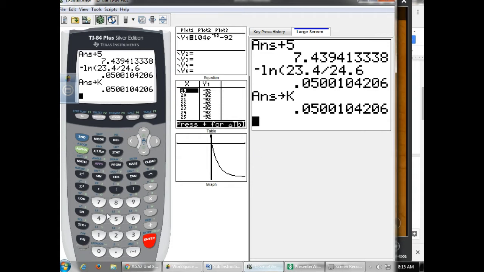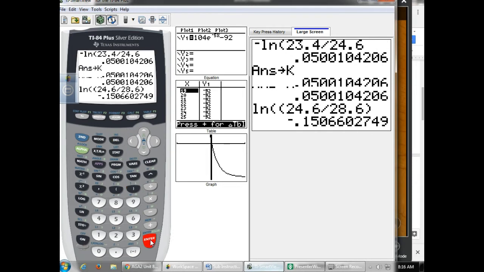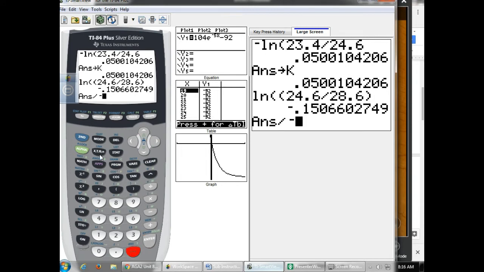So I'm going to have ln of 24.6 divided by 28.6. And then I'm going to get that value. I prefer to go ahead and get that value and then divide by negative and just recall the negative k.